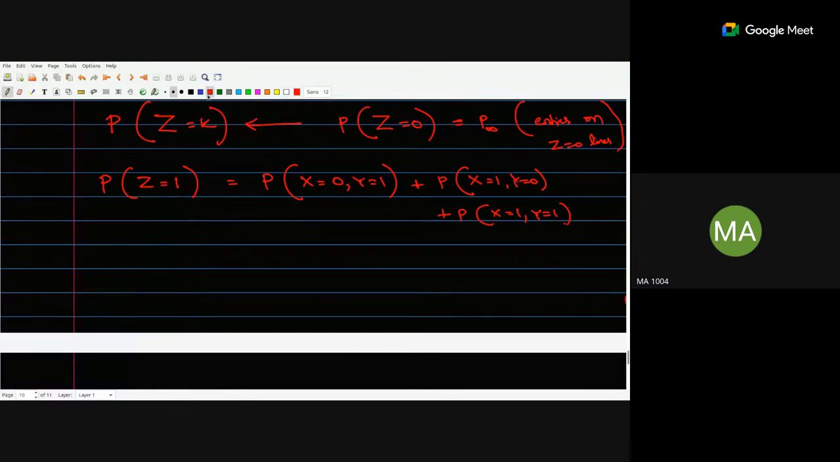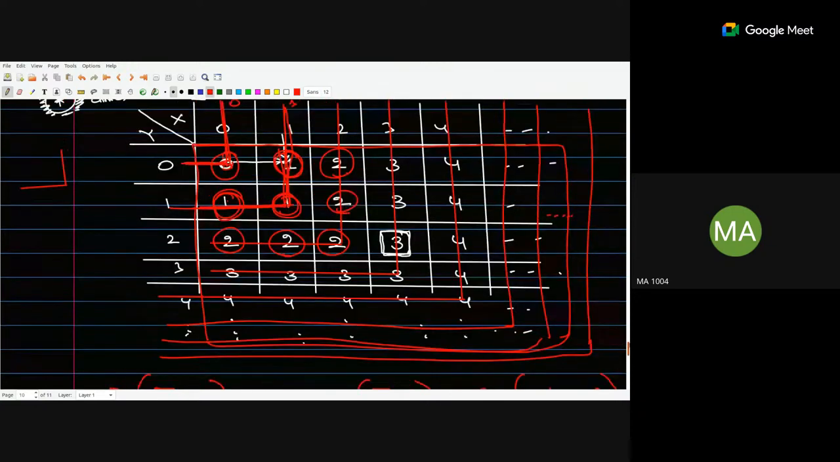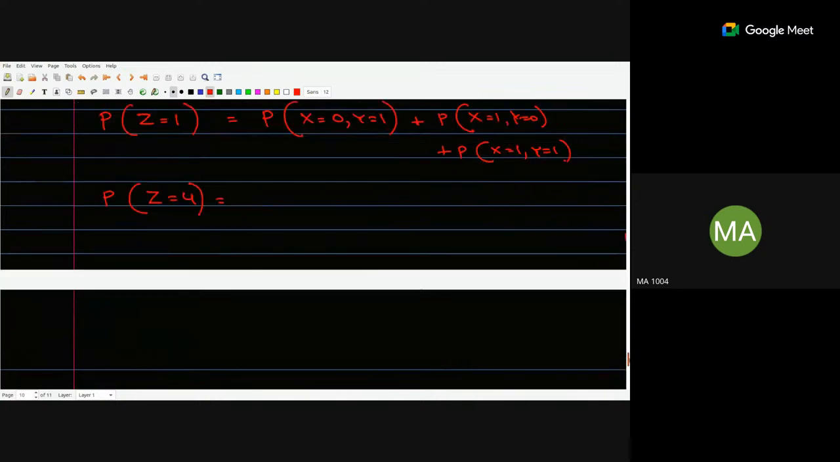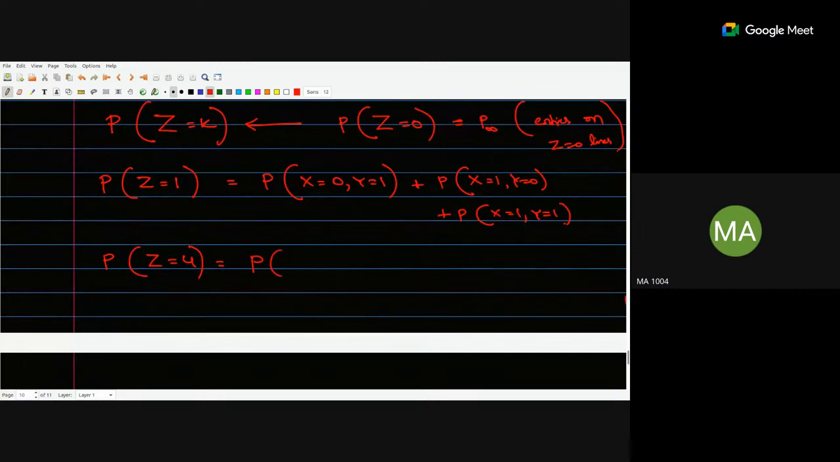Okay, let's make things a little more complicated. Let us write down for Z is equal to 4. Let's go back to the table and see Z is equal to 4 has 1, 2, 3, 4, 5, 6, 7, 8, and 9. So there are 9 possible cases where my Z will be equal to 4. Those cases are either X can be 0 and Y can be 4, or X can be 1 and Y can be 4, or X can be 2 and Y can be 4, or X can be 3 and Y can be 4. So these are 4 possible cases.